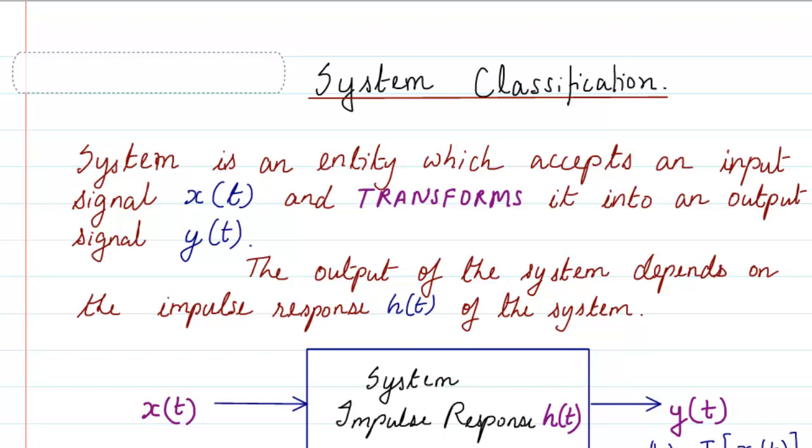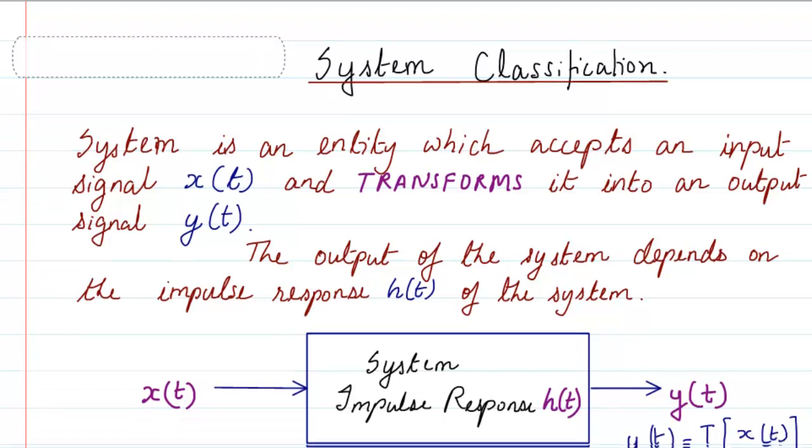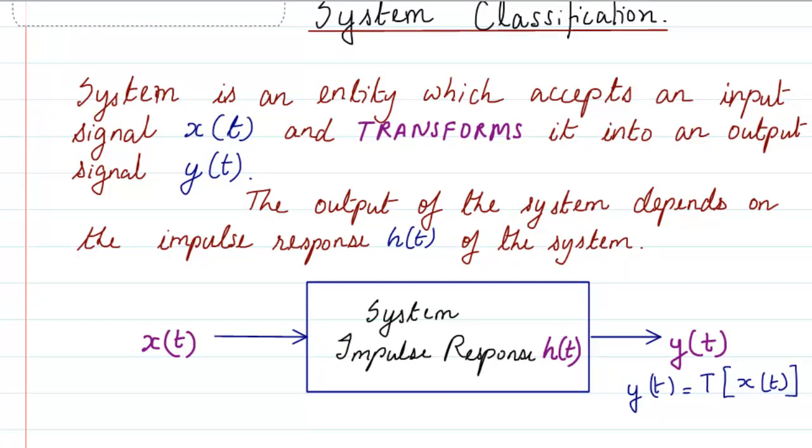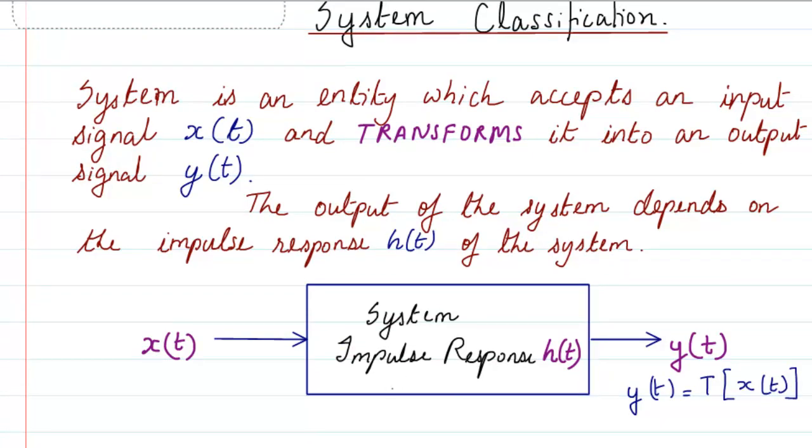x of t is the mathematical equation of the input signal, and similarly y of t is the mathematical equation of the output signal. In that case, the system is also referred to as a mathematical equation, and the mathematical equation of the system is called the impulse response, and it is written as h of t.